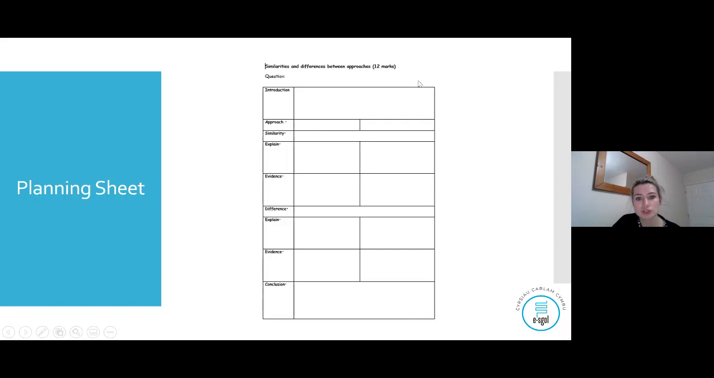Okay, so it's got an introduction, a place for both the approaches here, similarity, explanation and evidence, difference, explanation and evidence, and a box for your conclusion. And they are only small boxes, but it just means that you're brief so that you can then really elaborate when you come to write the answer up. So they'll be available to print off if you want to use them.